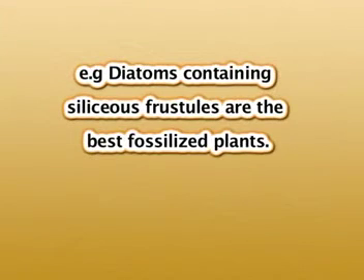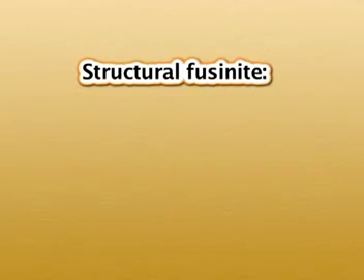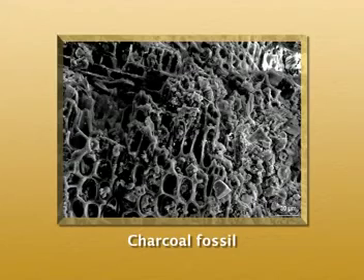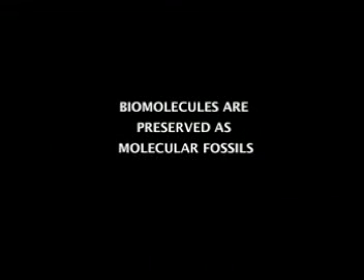For example, diatoms containing siliceous frustules are the best fossilized plants. Another one is structural fusinite. The coalified plants, after charring in the forest fire, form fossil charcoal or fusain, called structural fusinites. These fossils show similar details, though cell walls are generally absent. These are also called chemical fossils.